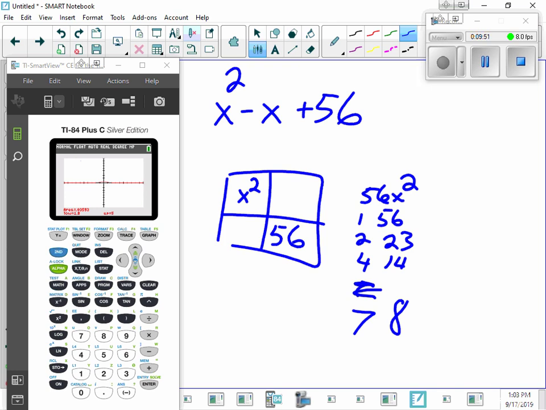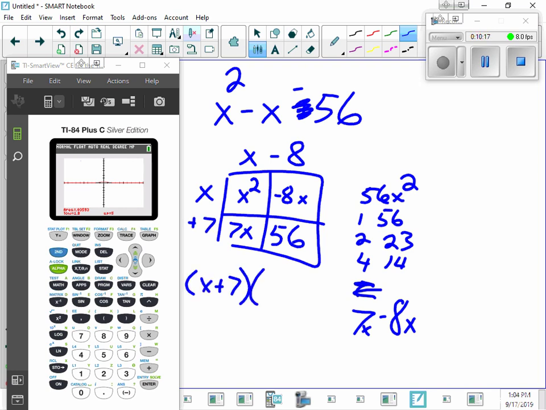Now I did that on purpose just to show you need to be a little bit careful. But if this was a negative, then you guys are right, 7x and negative 8x. So negative 8x and 7x. I'm going to pull out an x, which gives me x minus 8, and then plus 7. So my factors are x plus 7 and x minus 8.